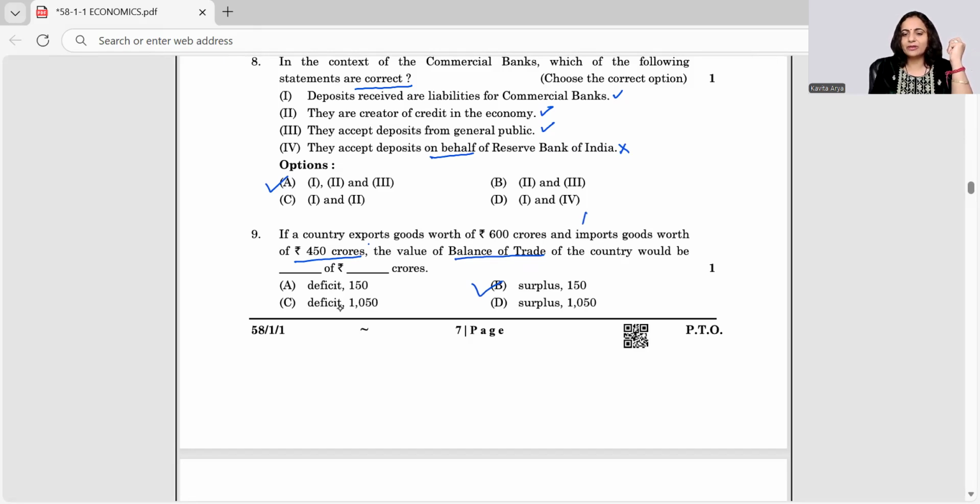Or you have the BOT is equal to the value of exports minus the value of imports. So this way you can simply clearly find it out. 600 minus 450 is 150 and that too is a positive sign here.